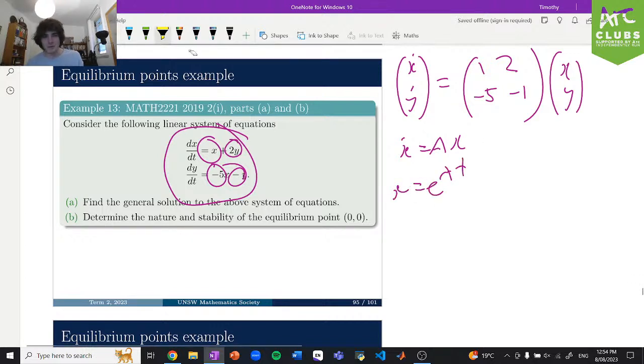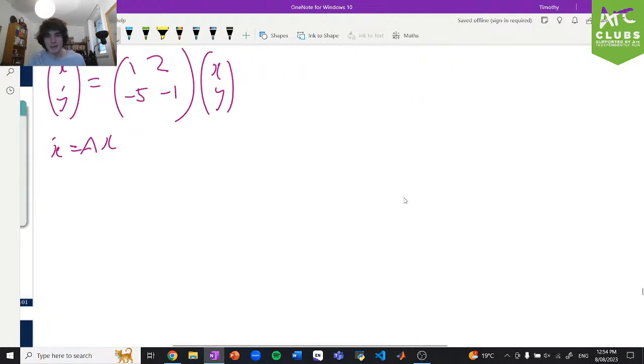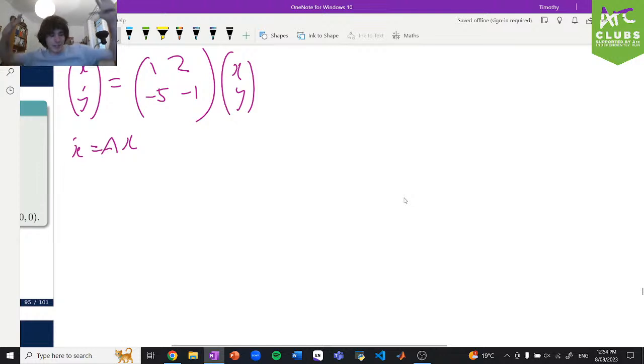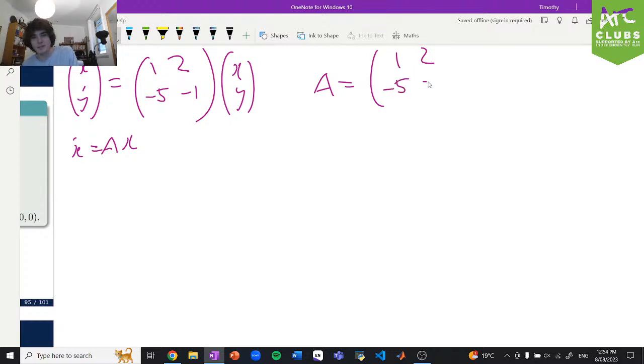I will just say though, that this will depend on us being able to find the eigenvalues and eigenvectors. So let's quickly go ahead and do that. Ignoring the question for a second, let's do linear algebra time. Super exciting. So if we have A equals 1, 2, -5, -1, because we are second year, you should all be able to find the eigenvalues or eigenvectors of this relatively quickly.